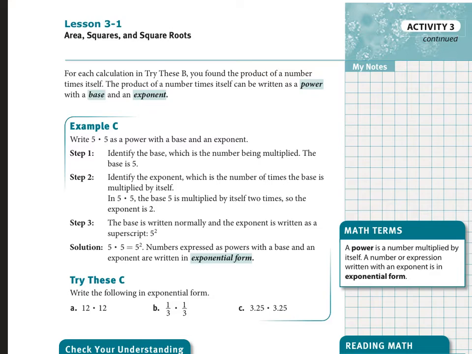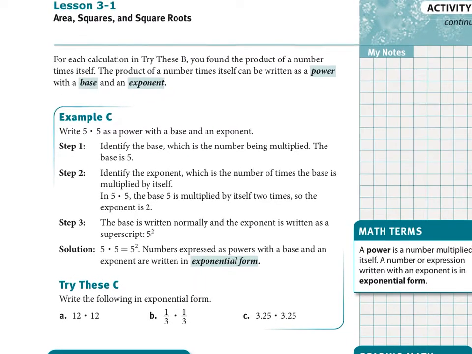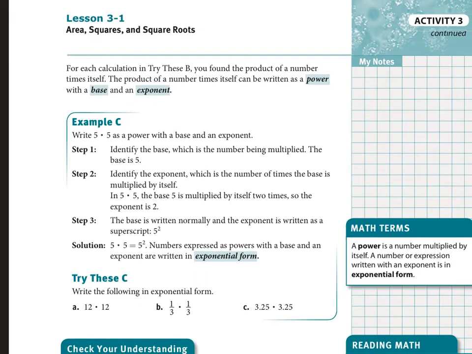Okay, so that leads us into a kind of big concept here. That's what we just did. We found the product of a number times itself, right? It can be written as a power, with a base and an exponent. So let's take a look at that and see what this means.